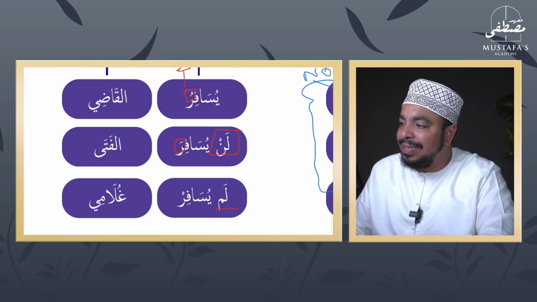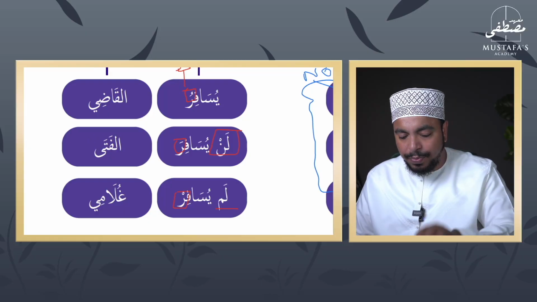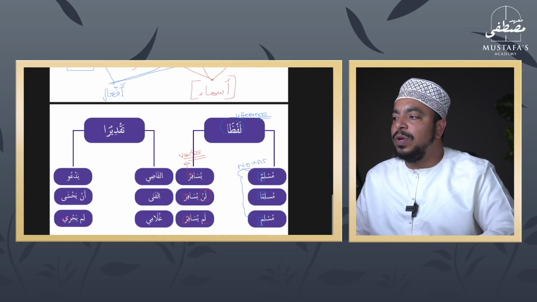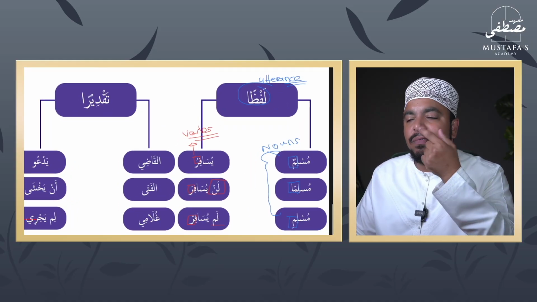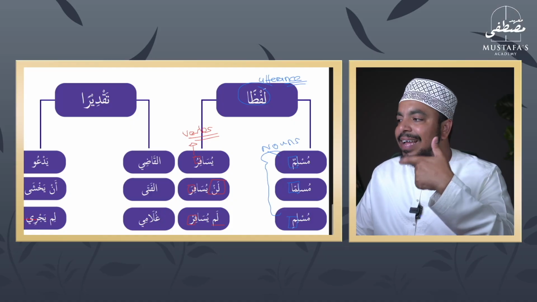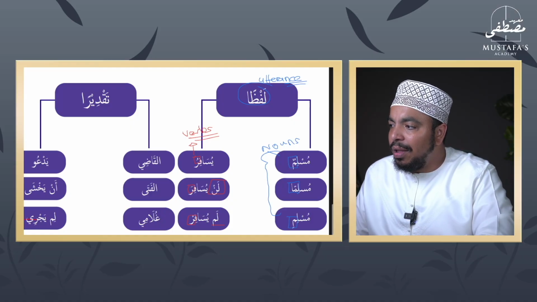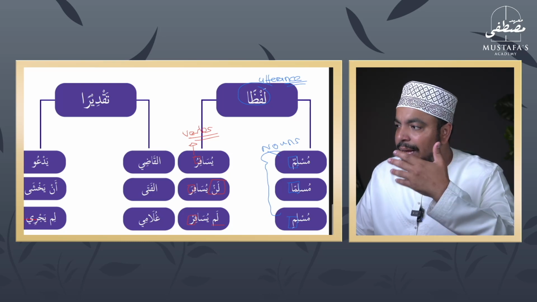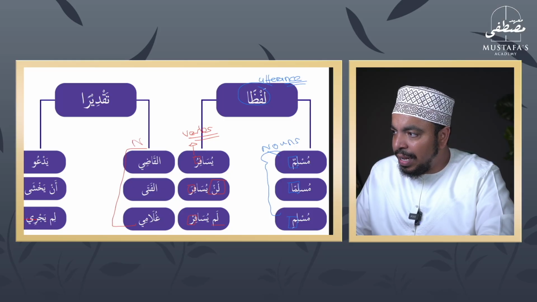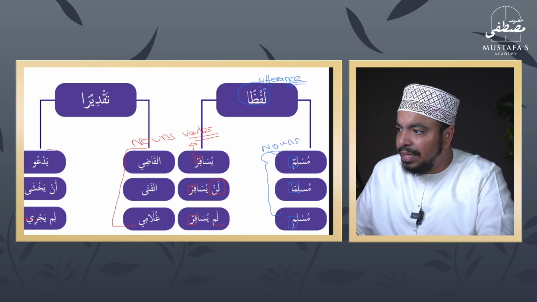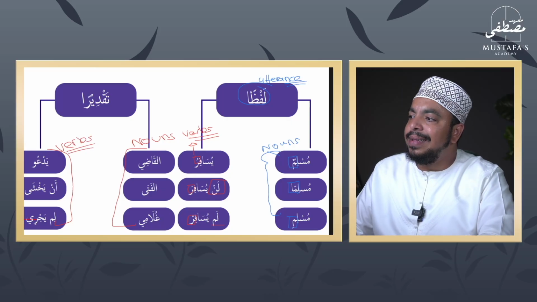The lam causes the verb to end with a sukun, in a state of jazm. Now this is for those which you can see already. You can see the harakat, you can read them. Yusafiru, lan yusafira, lam yusafir, for example. Al-qadi. Now you're like, okay, but now what is happening here? These words are nouns now. Remember, these are nouns, and these ones are verbs. Now this is category number 2.